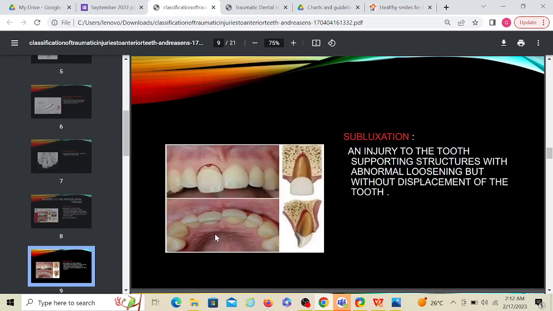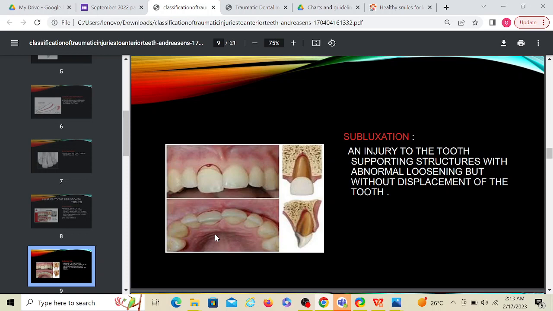Subluxation. Subluxation is a second step of concussion. The tooth bumped basically, and it also got loosened and a bit displaced. Displaced can be in the same direction, that is vertical, or it can be displaced in a labial or lingual direction.